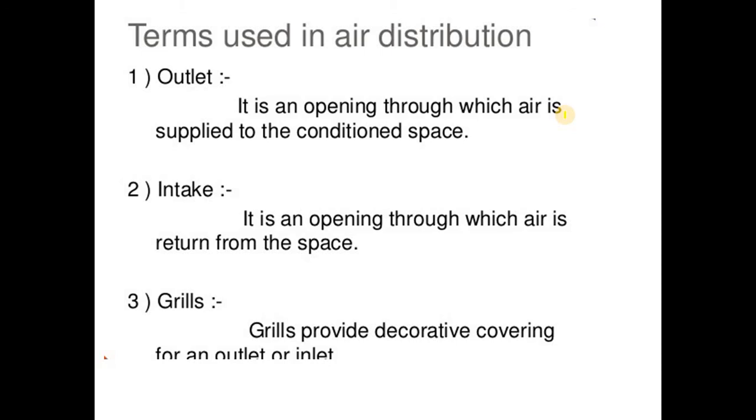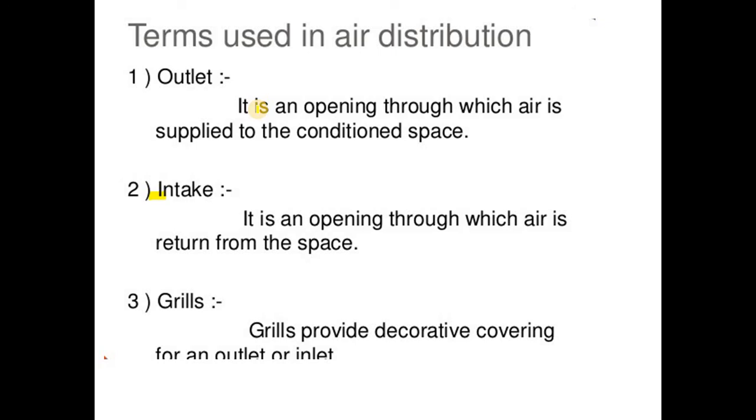So these are the terms used in air distribution, which you might know. The first is outlet. It is an opening through which the air is supplied to the conditioned space. The second is intake, the opening through which the air is returned from the space, that is, return. You can take the example of shopping malls, or a better example, a cinema house, where there are outlets, grills and diffusers through which cooled air is continuously provided, but there are also return lines. Return lines are mandatory to treat that air.